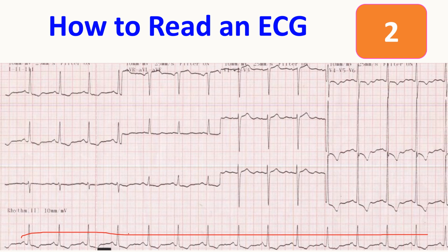Now we'll just have a check of the heart rate. We'll see the RR interval here. The RR interval is 4 large squares or 20 millimeter. So we'll divide 1500 by 20 and you'll get the heart rate as 75 per minute. So this is a normal sinus rhythm occurring at 75 per minute.